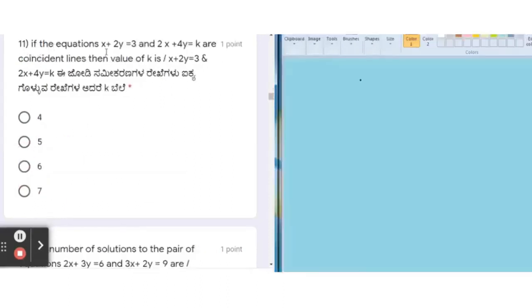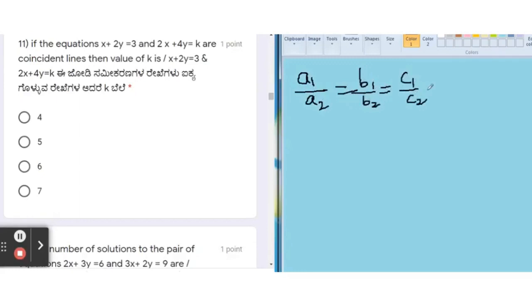Next question. If the equations x plus 2y is equal to 3 and 2x plus 4y is equal to k are coincident lines. In the previous question itself, we have seen the condition for coincident lines. Then find the value of k. So our target is to find the value of k in this pair of linear equations. And the type of line they have given is coincident lines. What is the condition for the coincident line, students? a1 by a2 is equal to b1 by b2 is equal to c1 by c2. We have to compare the ratios.